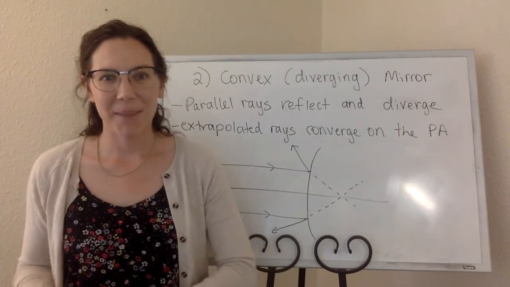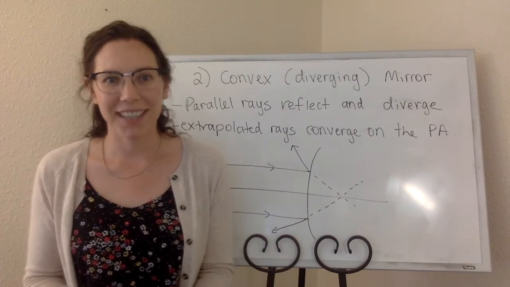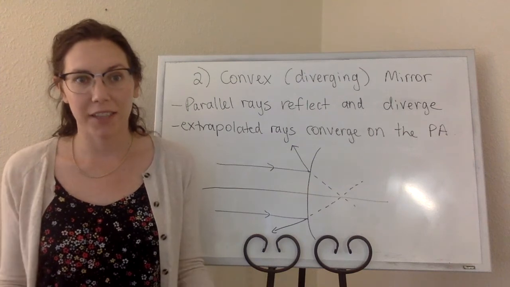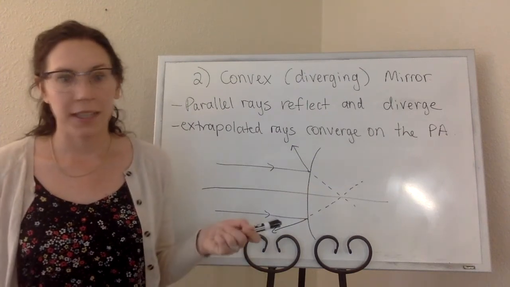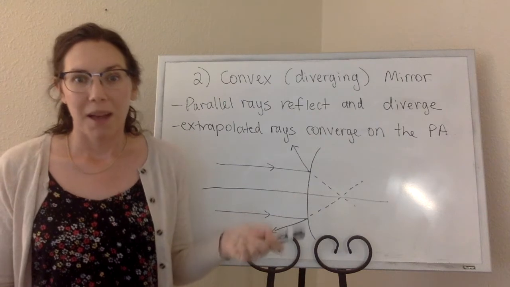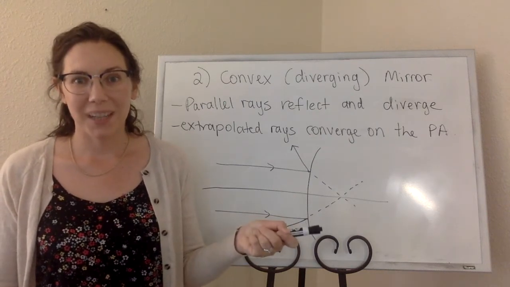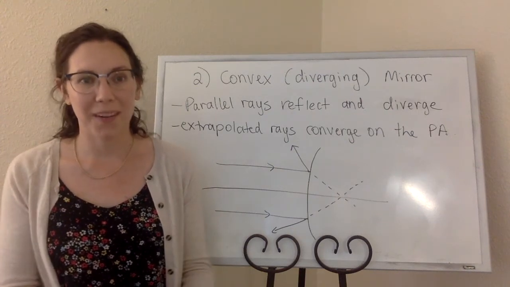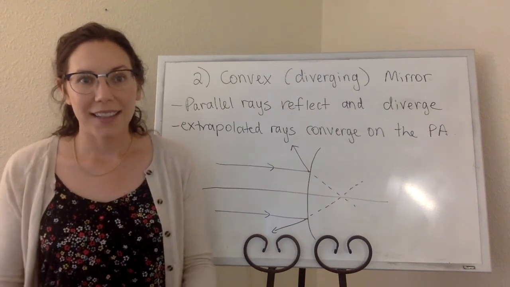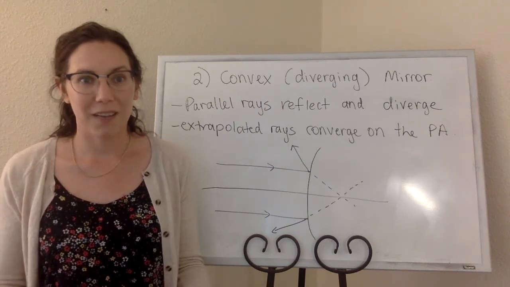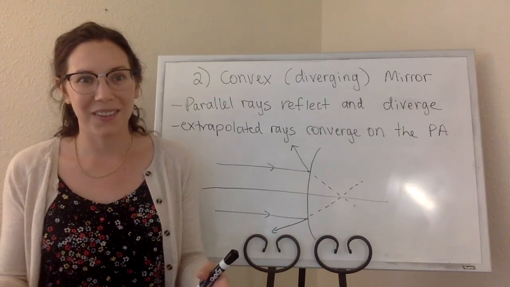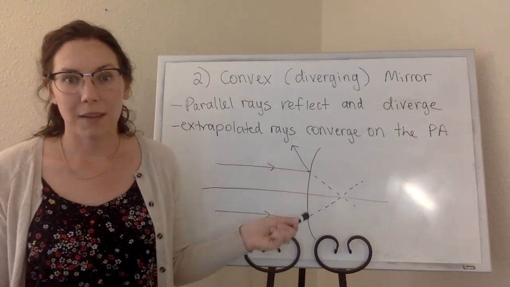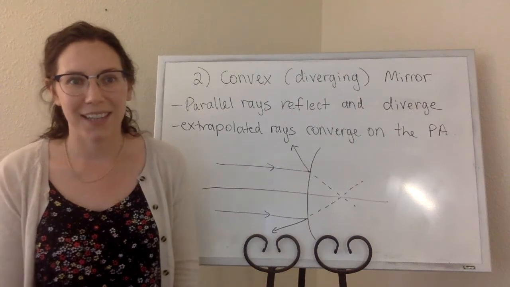Okay, the second type is a convex or a diverging mirror. In this case, parallel rays reflect from the surface of the mirror and then they diverge from the mirror. So they spread apart instead of converging at a point. However, if you extend the reflected rays like we did for the plane mirror, the extrapolated reflected rays converge at a point on the principal axis. And this is as if we were to cut a piece of the spherical shape as I did before, and then make the outside the mirror, so shine this outside so that it's reflective.